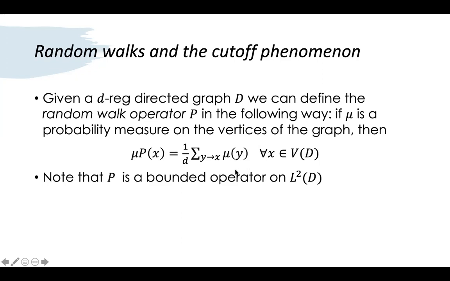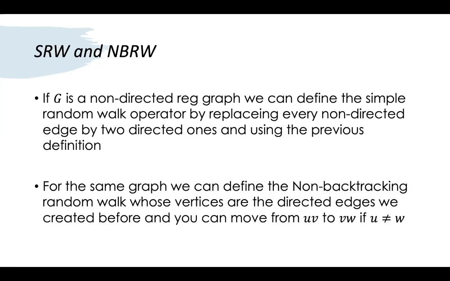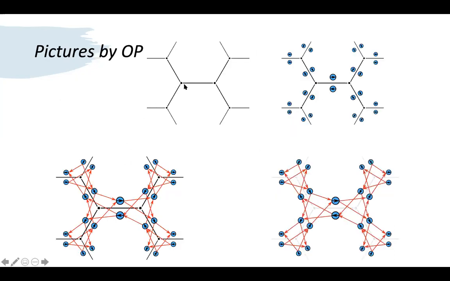Okay, so I'm just stating that the way I define it is as an operator on L1 of D, but actually it's also a bounded operator on L2 of D, so it's a bounded operator on a Hilbert space, and there's a spectral analysis of these kinds of things, and this is a nice operator. And two examples of this kind of thing are the simple random walk and the non-backtracking random walk. So I'll just show you what it means.